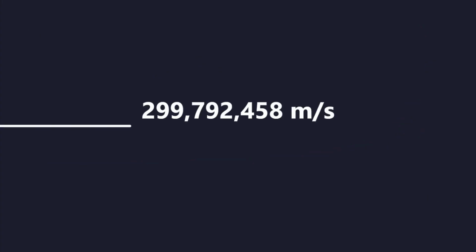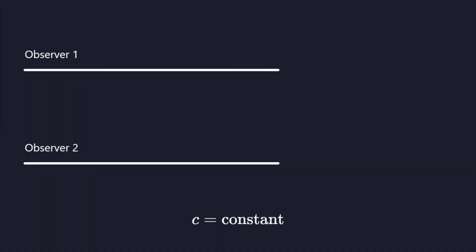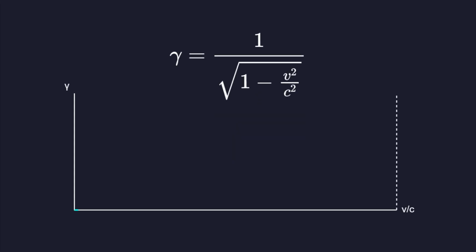The speed of light in vacuum is exactly 299,792,458 meters per second. This value is a universal constant that remains identical for all observers, regardless of their own motion. The Lorentz factor is the mathematical function governing relativistic changes.